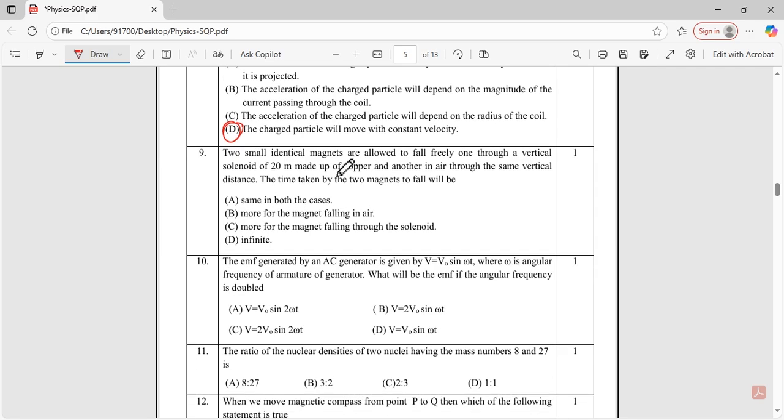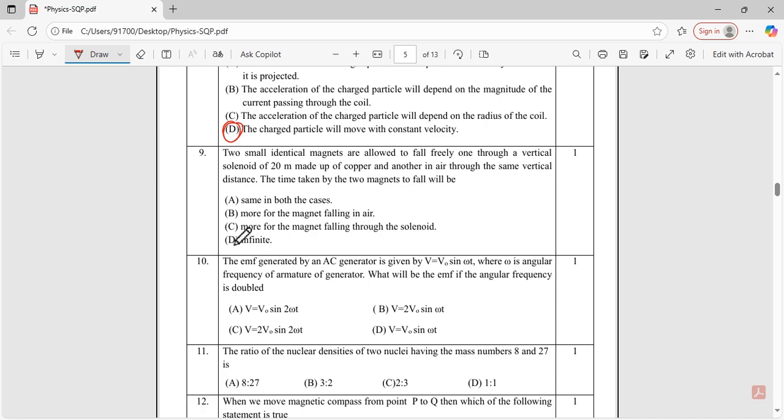Now, question number 9. Two small identical magnets are allowed to fall freely through a vertical solenoid made up of copper, and another in the air through the same vertical distance. The time taken by the two magnets to fall will be, okay, same in both cases, more for the magnet falling in the air, more for the magnet falling through the solenoid, and D is the infinite.